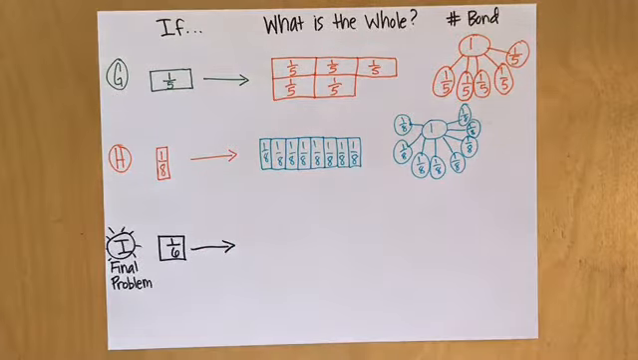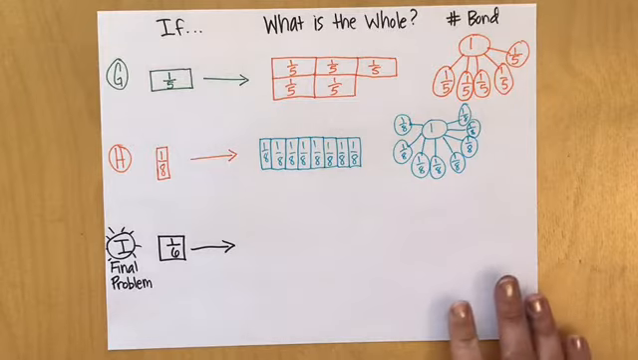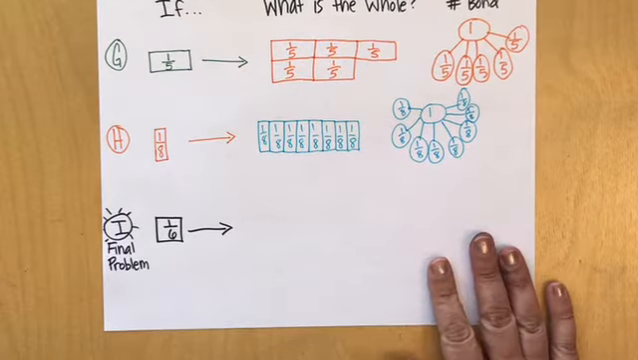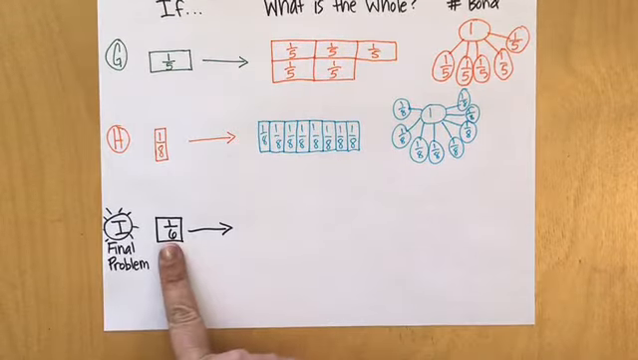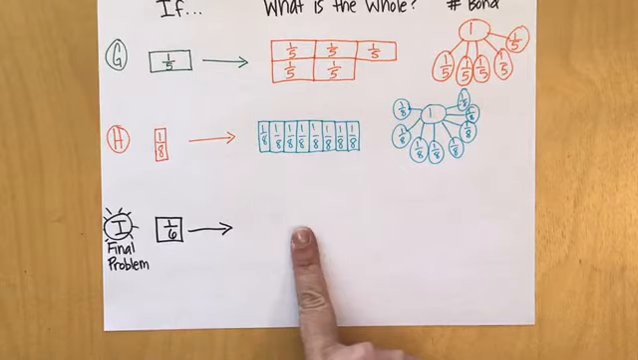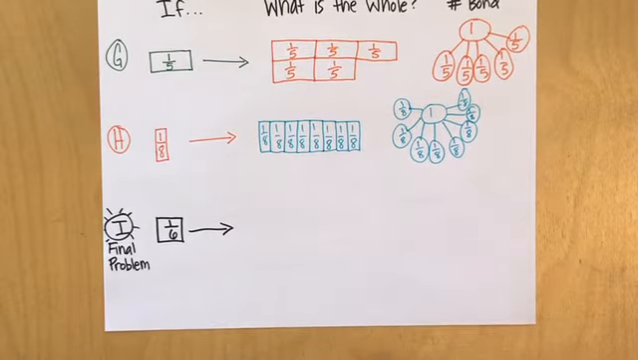All right, so your last problem, final problem, you're gonna do the same thing again, but this time our square is 1/6. Go ahead and draw what the whole looked like and draw a number bond that represents that. All right, you guys, work hard.